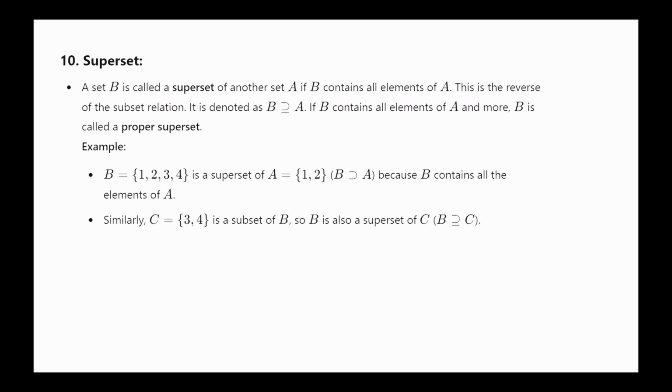Now talking about superset. Superset is simply the reversal of subset. So if A is a subset of B, then we can say B is a superset of A, and we represent it in this format, simply the reversal. If B is equal to {1, 2, 3, 4}, B is called a superset of A because A has just the elements 1 and 2, and every element of A belongs to B. So here you can write down two sentences about these two sets: A is a subset of B and B is a superset of A.